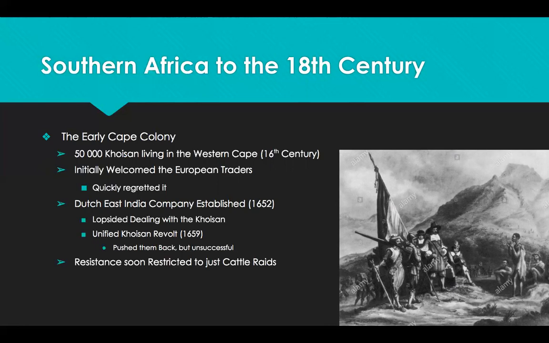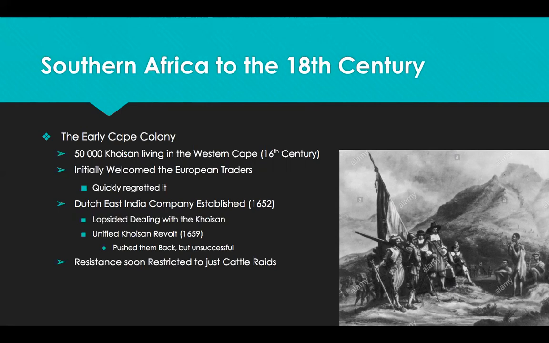So the southwestern Cape of Good Hope was about halfway along that long sea voyage, and back then it had become a regular port of call for ships needing to replenish their supplies of fresh water and meat from local Khoisan herdsmen. And initially the Khoisan welcomed the traders. Why is that? Well, it was trade.